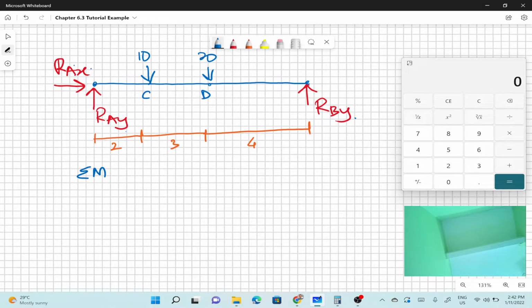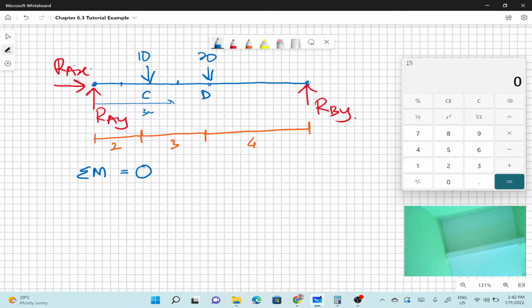But we don't want our beam to bend, so we must assume the bending moment at any place is 0. So that's why it's going to be 0. You can pick any point: point A, point C, point D, point B, or even a point at 1 meter or 3 meters from here. But the purpose of choosing a point is to reduce the number of unknowns.